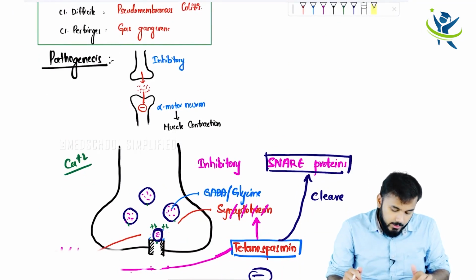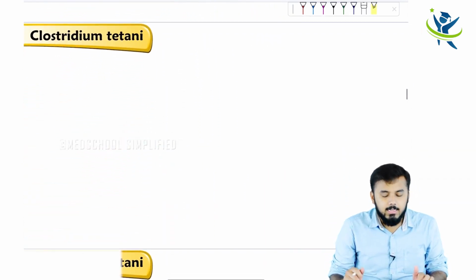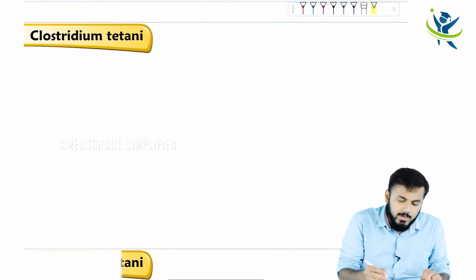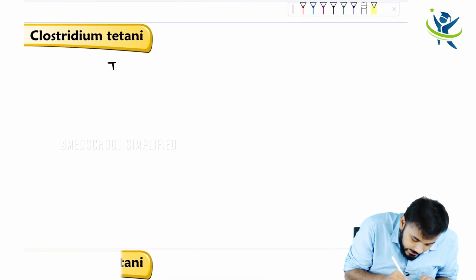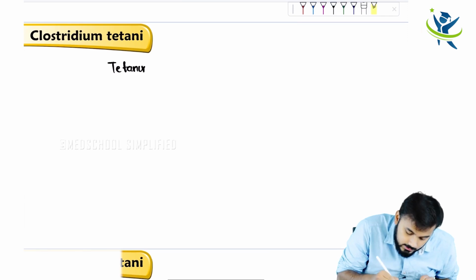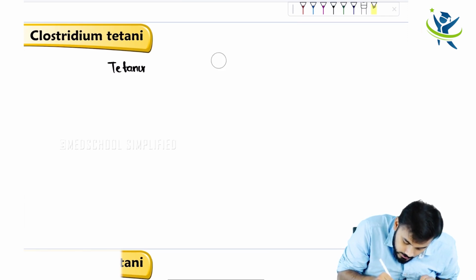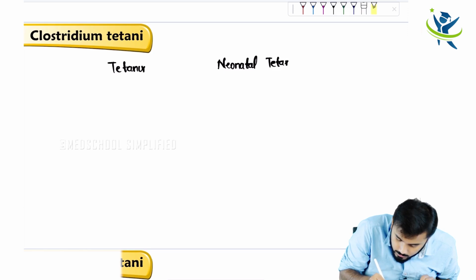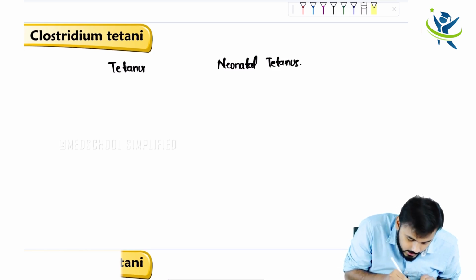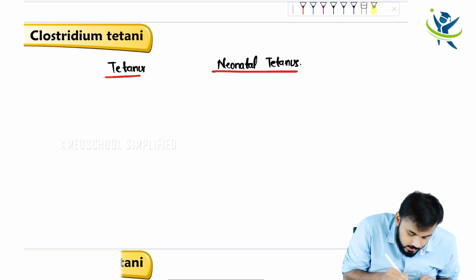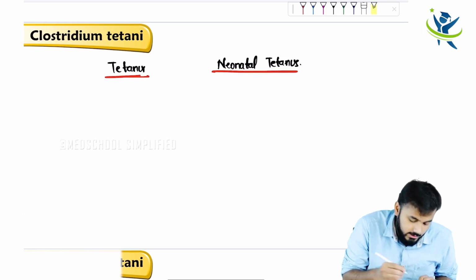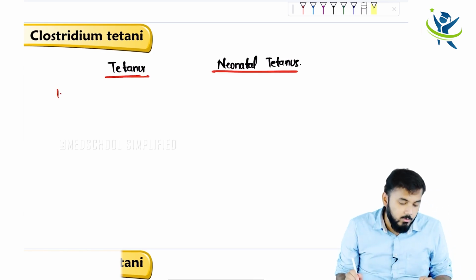Now, another important thing: what are the diseases associated with Clostridium tetani? There are mainly two things. One is tetanus, all of you know it, very good. And the other one is neonatal tetanus. I'll explain what neonatal tetanus is, but first listen to what tetanus is. Tetanus is sustained muscle contraction.